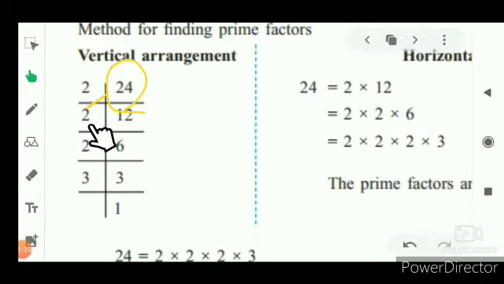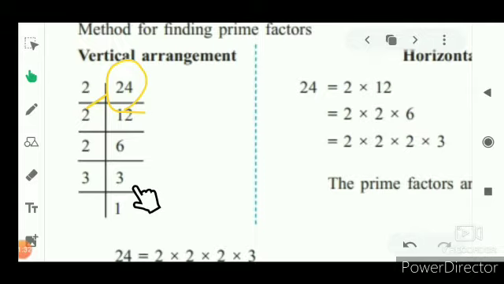Then 2 6s are 12. Now we get 6. 6 is again divisible by 2, so we will write 2 here. 2 3s are 6. So we get 3.